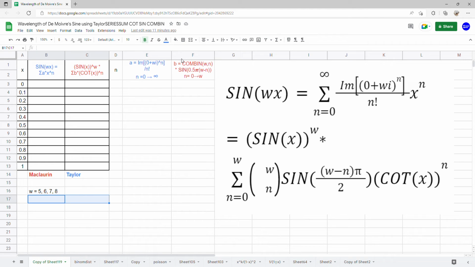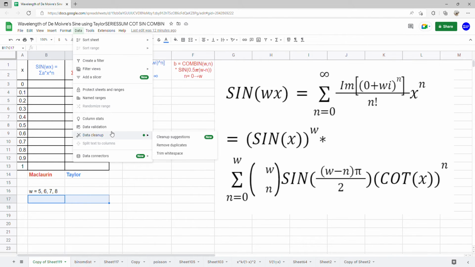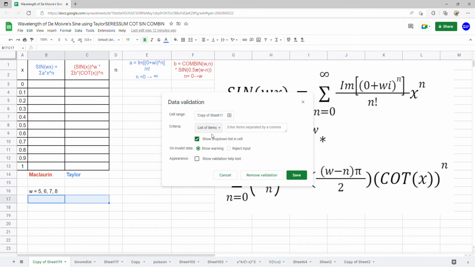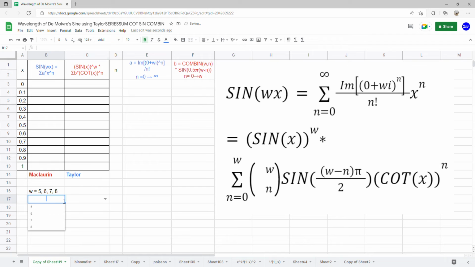In this video, we vary the wavelength of the Moivre sine function over the values of W from 5 to 6. So, data validation, list of items, 5 to 6. We can start with 5.